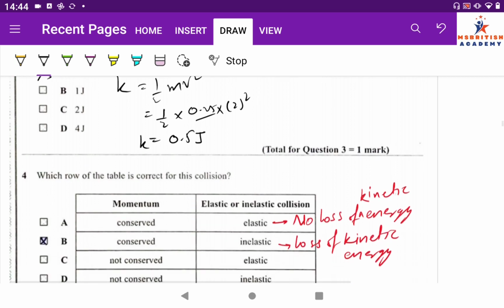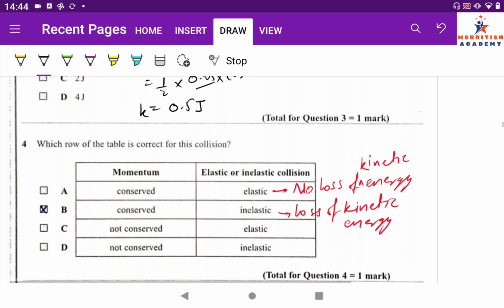And now which row of the table is correct for this collision? Okay, so momentum is conserved, not conserved, not conserved. As we know, there is no external force, which means options C and D will be wrong. Either this can be right or this can be right. Now, is it an elastic or inelastic collision? As we know, in an elastic collision there is no loss of kinetic energy, and in an inelastic collision there is a loss of kinetic energy.